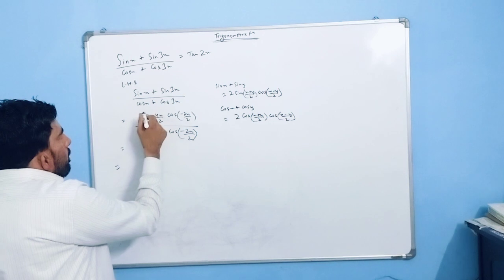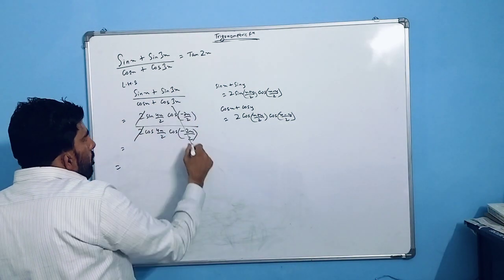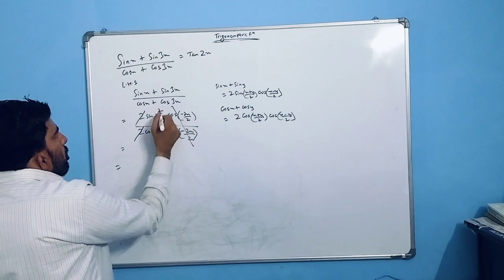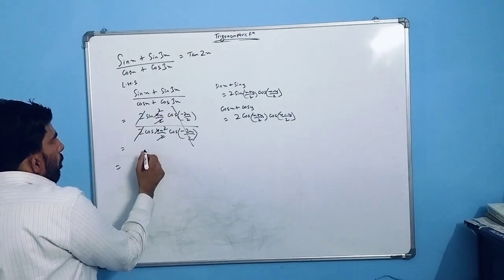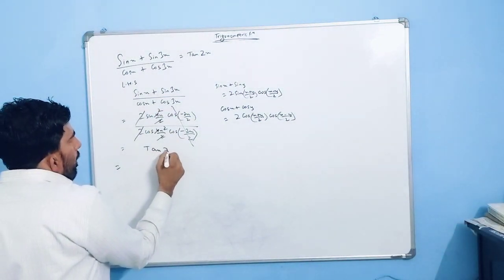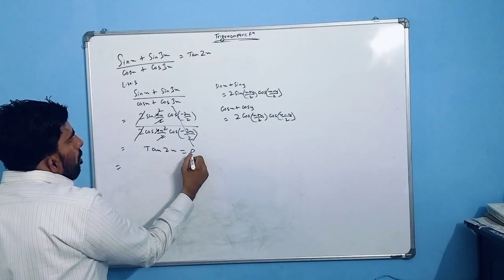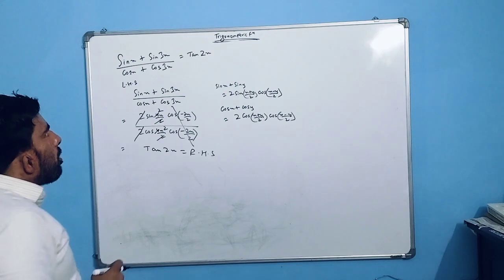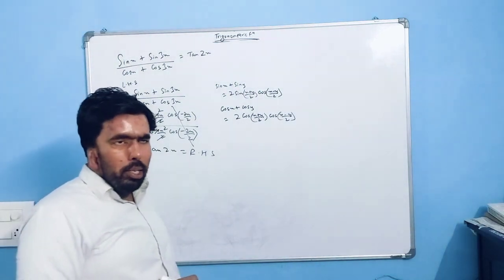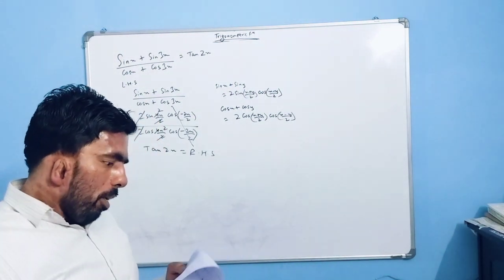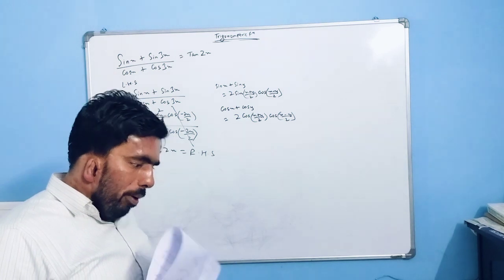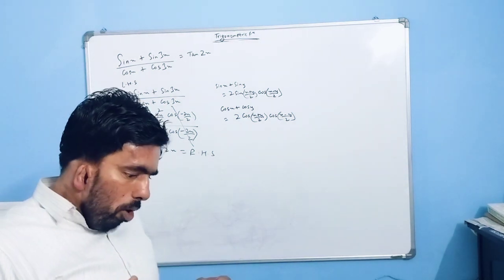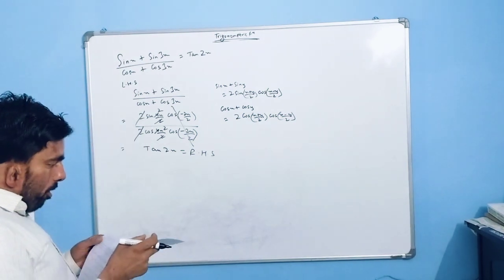So now you can see it will be reduced directly. So now sin 2x upon cos 2x is equal to tan 2x, which is equal to RHS. So we can solve such kind of numericals based on the trigonometric formulas. We can see the formulas play a very important role in such kind of numericals.